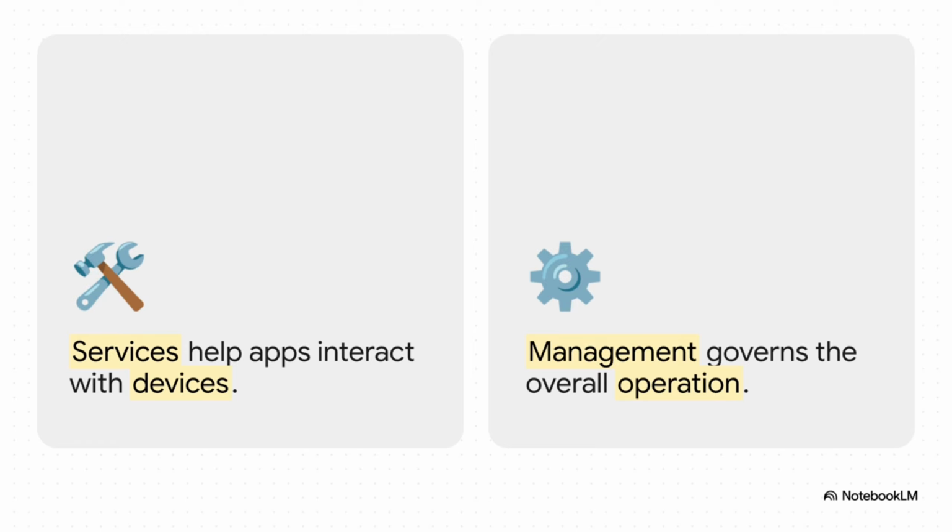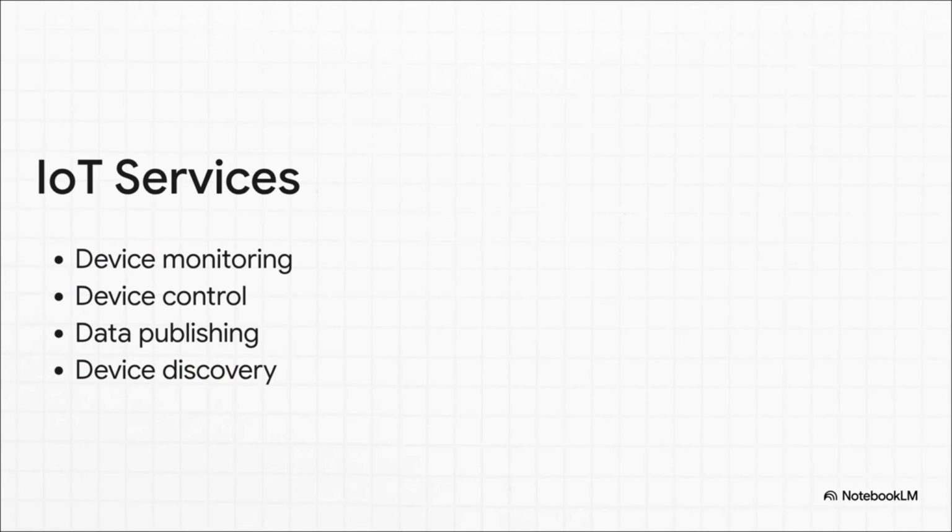Let's break down services first. IoT services include things like device monitoring, device control, data publishing, and device discovery. Just think of these services as the highly helpful middlemen for your apps. If your application wants to know the temperature from a sensor or discover a new smart bulb you just plugged in, it uses these specific services to efficiently get that done.